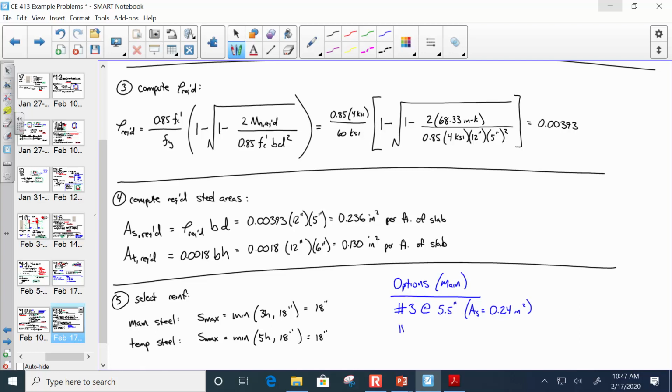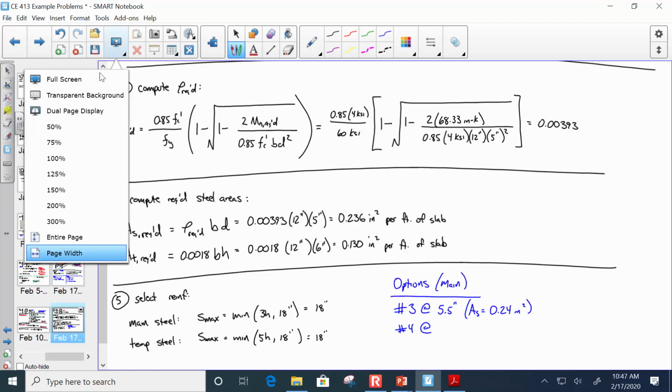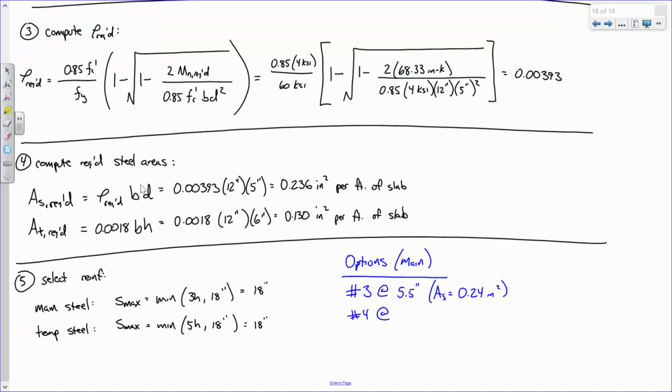What about number 4s? Is there an option for number 4s? Anybody found something? I think it's 10 inches. 10 inches. Does everybody else see that? Now, why did you pick that? What's the area? 0.24. Interesting.